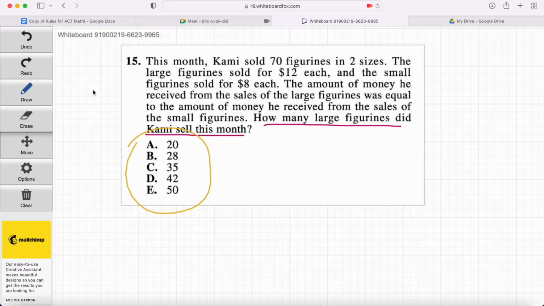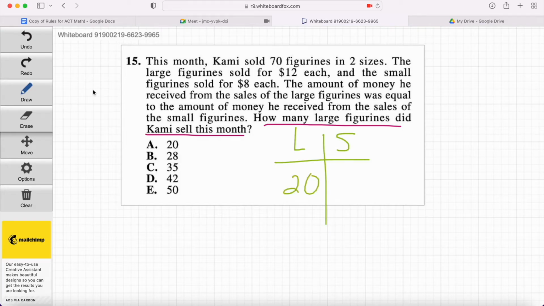Because we know Cami sold 70 figurines. We know that. And there are two sizes. So let's assume that answer choice A is correct. Let's say he sold 20 large figurines. I'm going to make a little T-chart here. We've got large figurines and small figurines. Let's assume it's 20 large figurines. Well, then we know how many small figurines he sold. It would be 50, because it's got to add up to 70. Does that make sense?